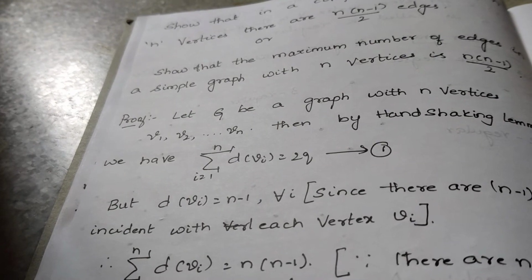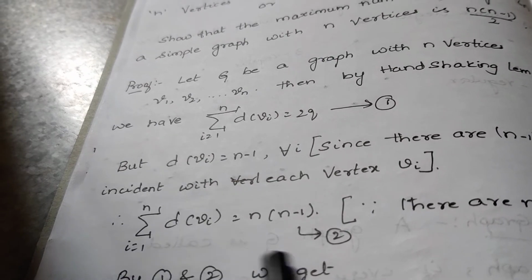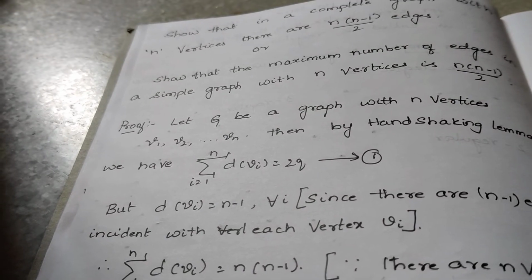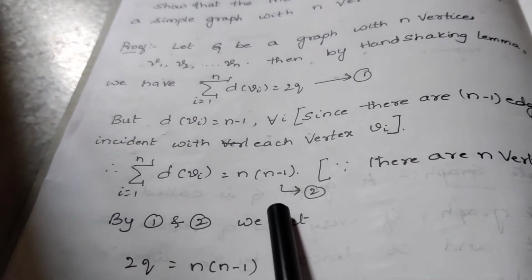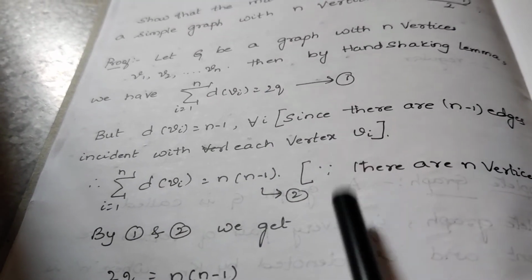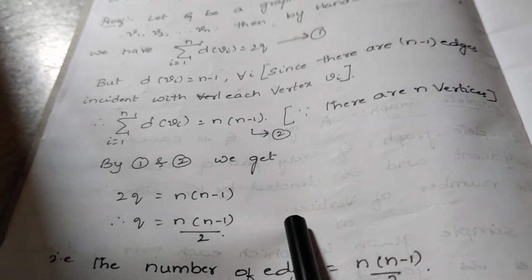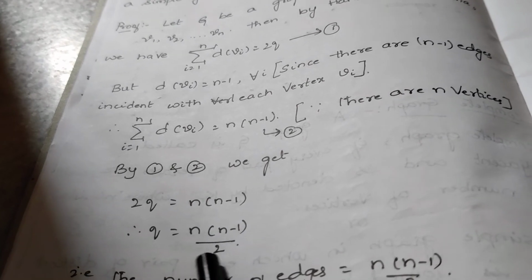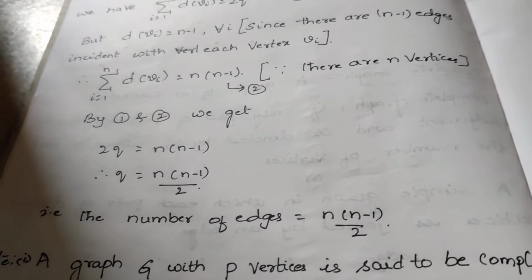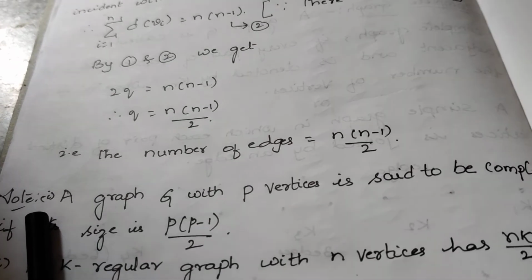So when we take the summation for i equal to 1 to n of degree of vi, I am taking 1 to n because there are n vertices. The degree of each vi is n-1, so when we take the summation, this becomes n(n-1). But we have shown that it is equal to 2q. So 2q must be equal to n(n-1). Therefore q should be equal to n(n-1)/2. q is nothing but the number of edges. Therefore the number of edges here will be n(n-1)/2.